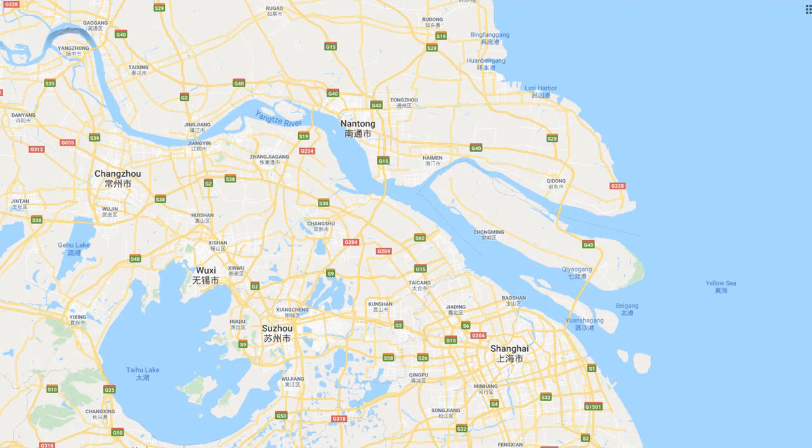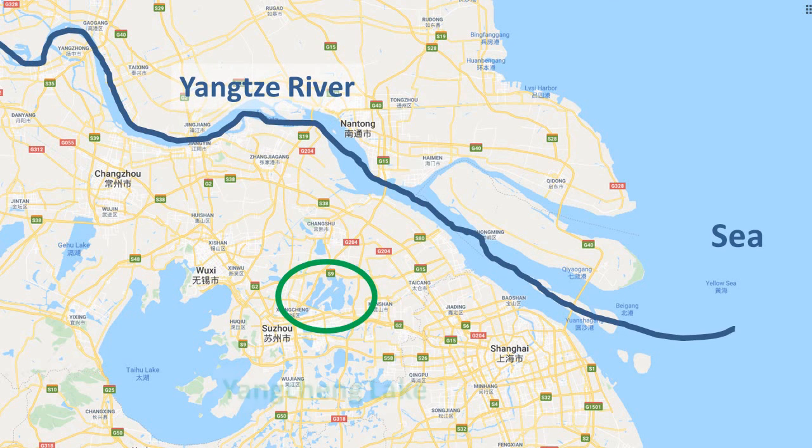If we look into the location of Yangtze Lake from the map, we can notice that it is one of the nearest lakes to the Yangtze River estuary. Its proximity to Yangtze River estuary provides the crabs the best possible migration route. That makes Yangtze Lake the ideal place in terms of geographical location for farming Chinese mitten crabs.